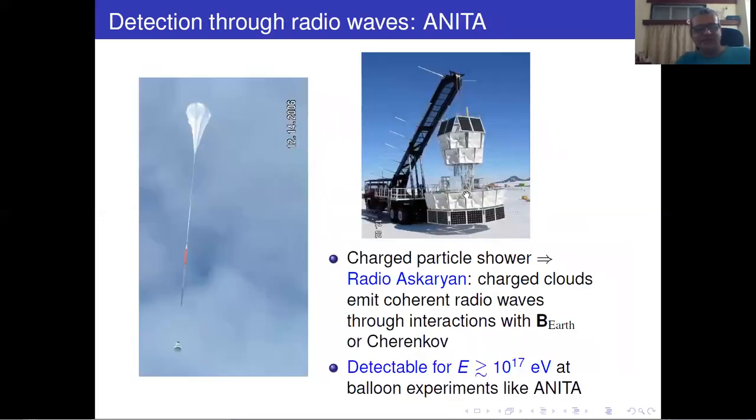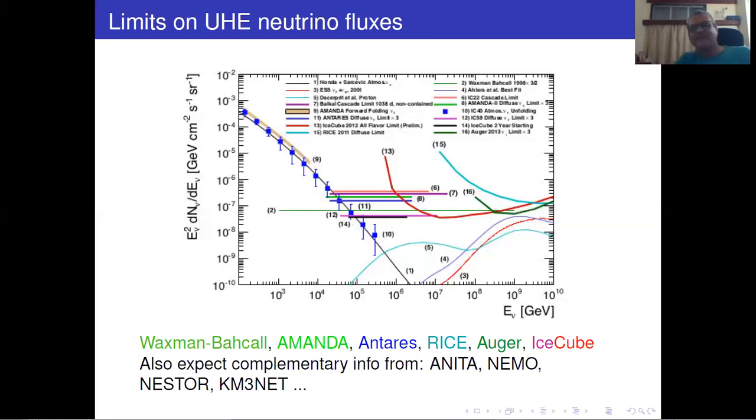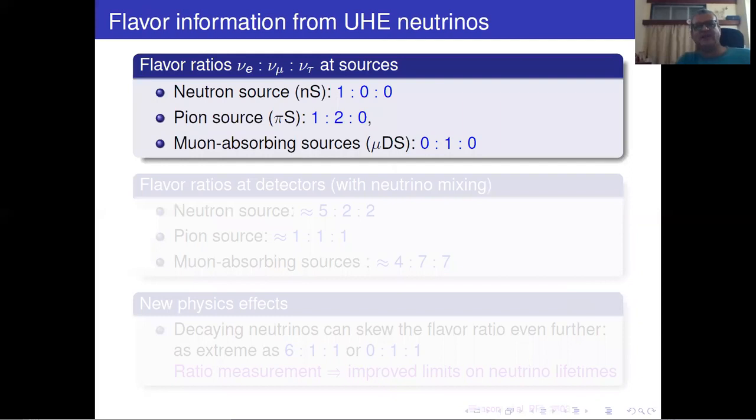People are also trying, for example, to have balloons go very high up and look at what is called the radio Askaryan effect. That's an effect similar to the Cherenkov effect, but now happening inside the atmosphere. Again, this can detect neutrinos of energy more than 10^17 electron volts. We do not have a confirmed signal of this. So there have been some observations, but really no confirmed signals. That has allowed us now to put very strong bounds, the limits, on these ultra high energy neutrinos.